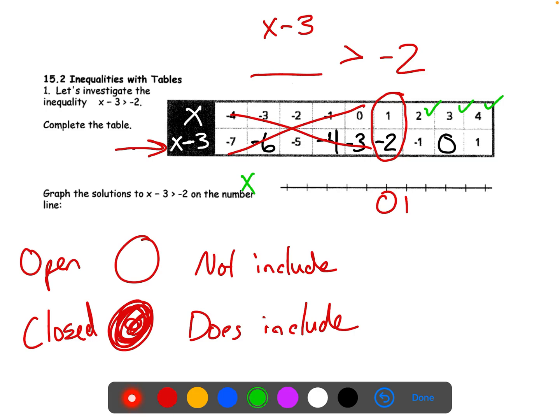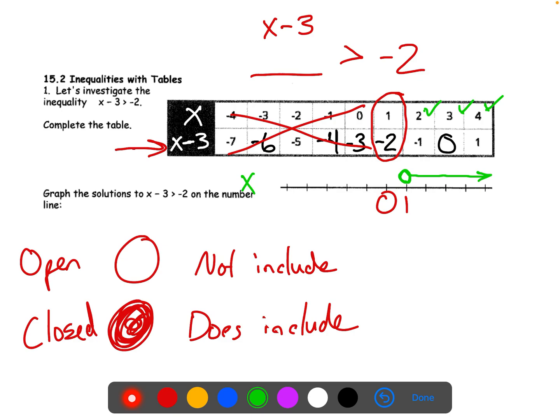So at 1, and we could do this above the graph just so it doesn't get confusing, we'd put an open circle, and now we need to include the other values that work for x, 2, 3, and 4. So we're going to move our arrow to the right.